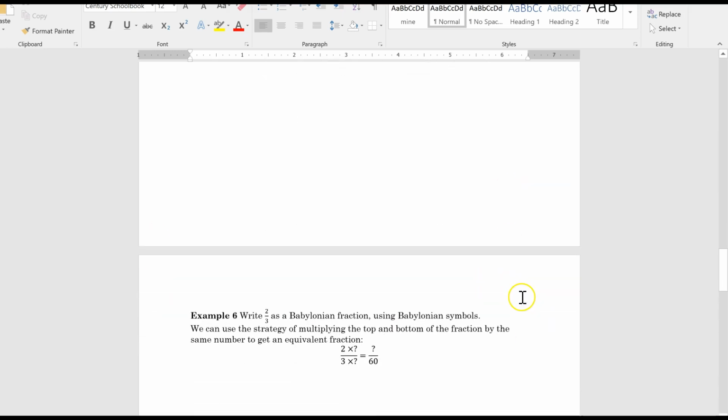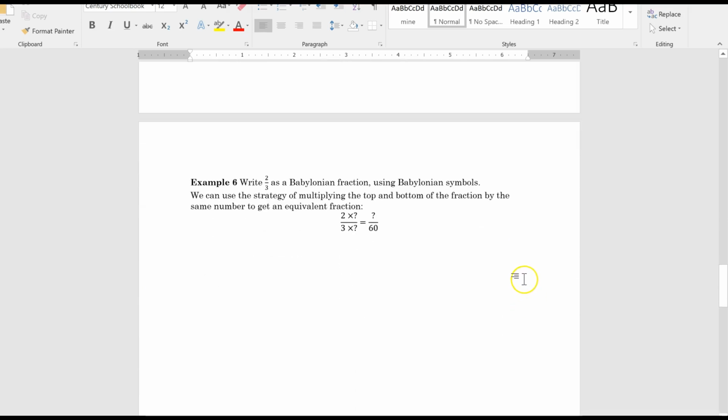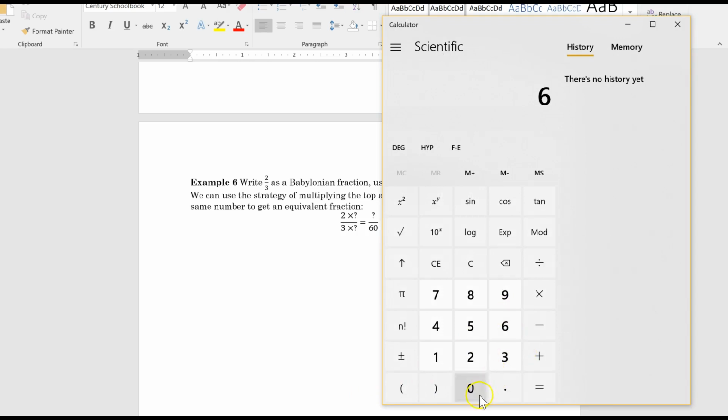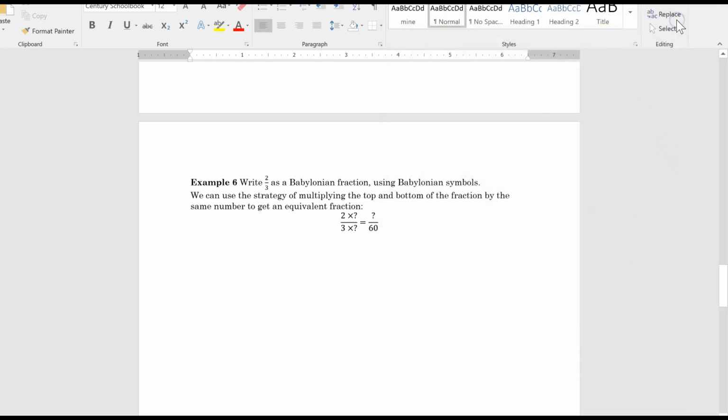Let's talk about how you would find a Babylonian fraction that's not on this table. So suppose I asked you to write 2/3 as a Babylonian fraction using Babylonian symbols. What you can do is you can try to think, all right, I want 60 in my denominator, so 3 times what would get me 60? You could also do 60 divided by 3 to figure out 3 times what would get me 60, right? So you can take your calculator and say, all right, 60 divided by 3 is 20. So I know that if I take 20 and multiply it top and bottom here.